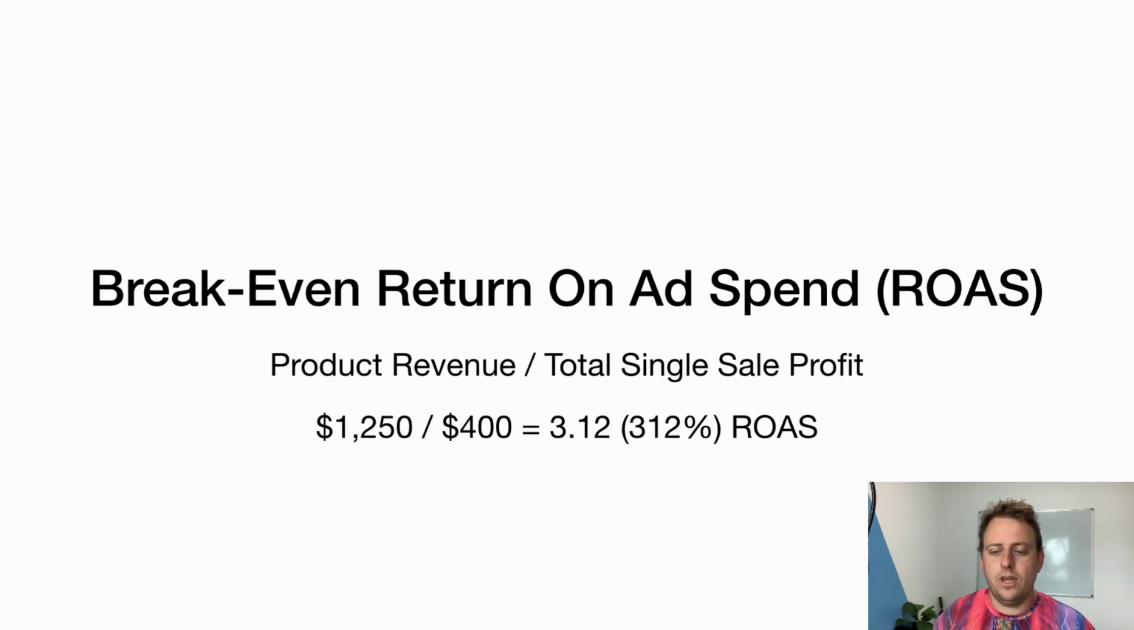So if my product's revenue, or the sale price of the product, is $1,250 and my single sale profit from that product is $400, then to break even, my ads would need to produce a ROAS of 3.12 or 312%. That would mean that whatever I'm spending on ads, I'm getting back the same. So I'm balancing out, I'm at 0.